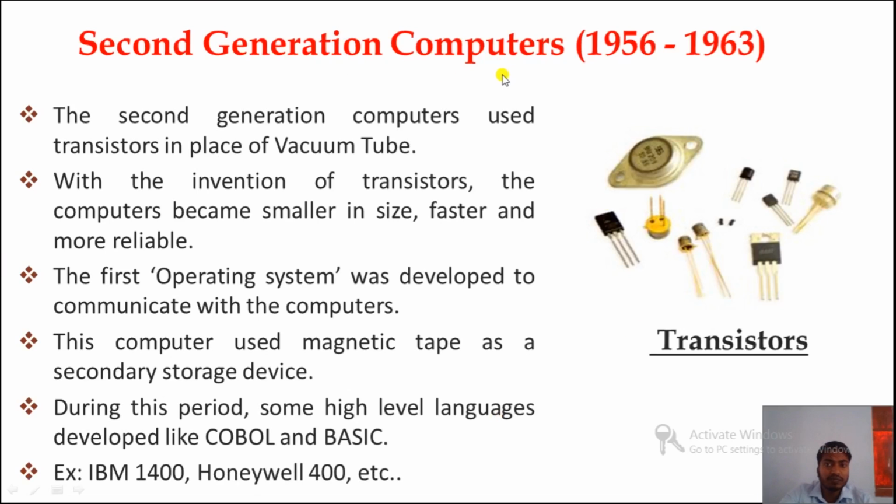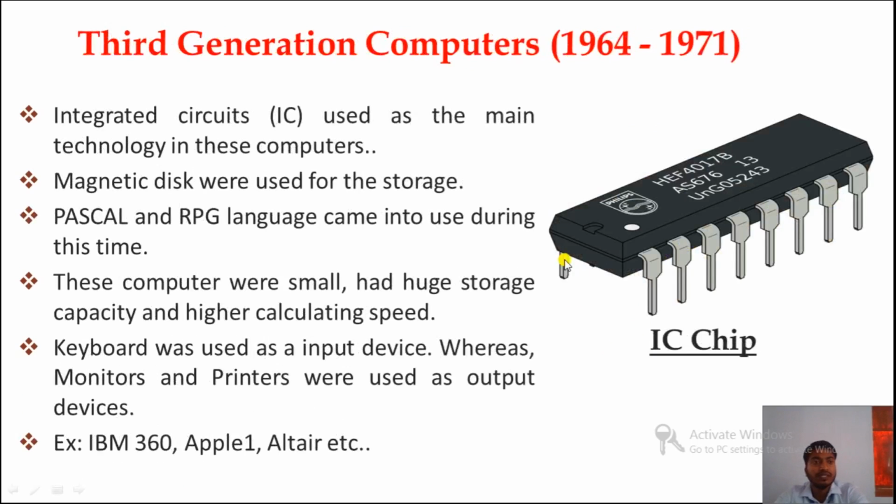Then the second generation computer, and the duration was 1956 to 1963, and the main technology used in second generation computers was the transistor. The examples are IBM 1400 and Honeywell 400. Then the third generation computer, duration was 1964 to 1971, and the main technology used was the IC chip, integrated circuit. The examples are IBM 360, Apple, Altair, etc.